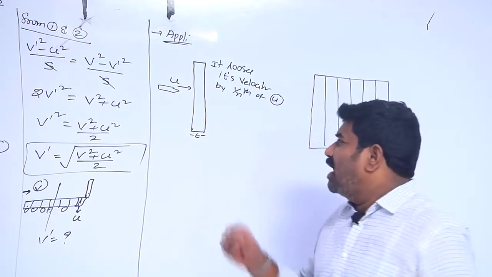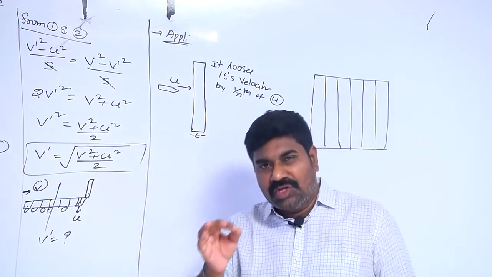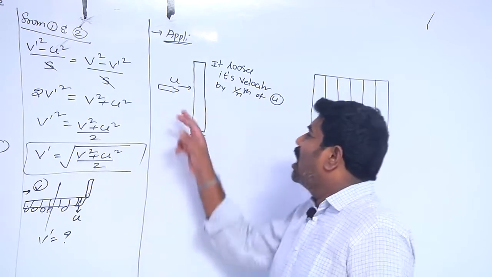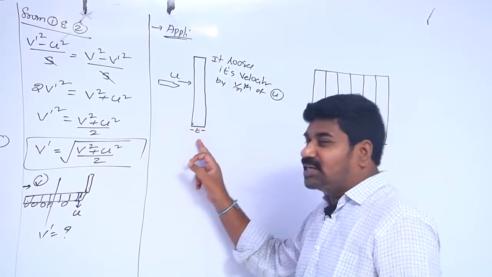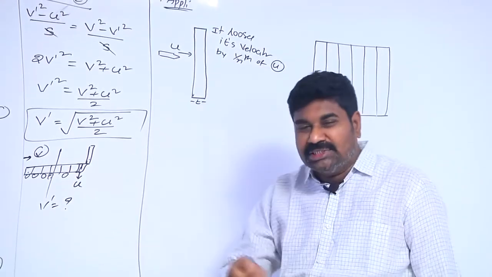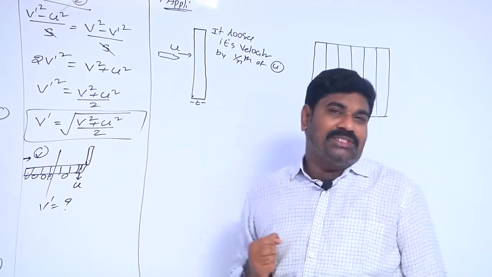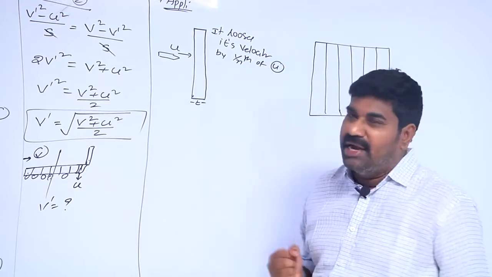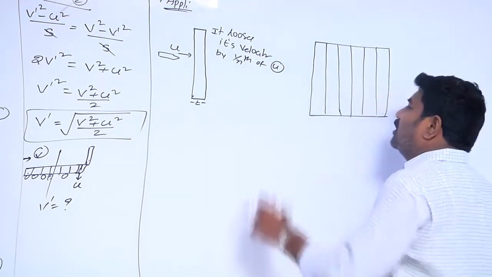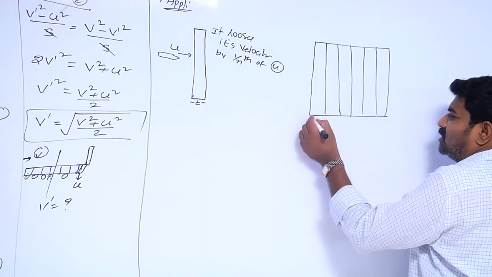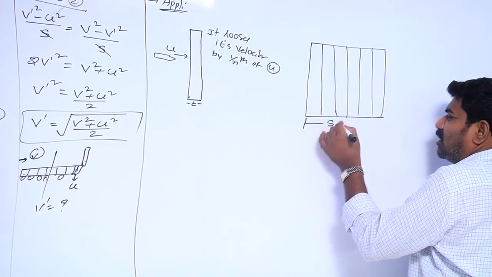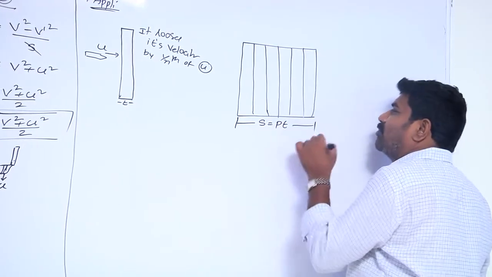If a bullet is fired with a velocity u, it moves with uniform acceleration. After passing through a plank of thickness t, it loses 1 by nth of its initial velocity. Then how many planks are required to stop the bullet? Let the number of planks be p, so the displacement is pt.